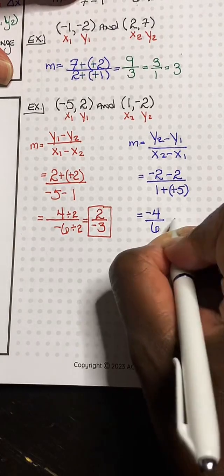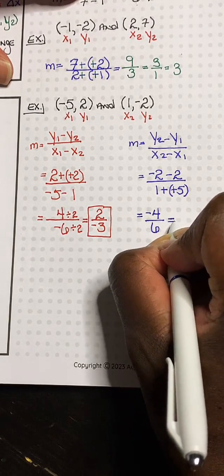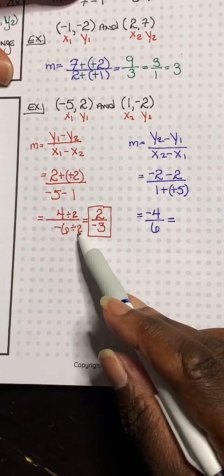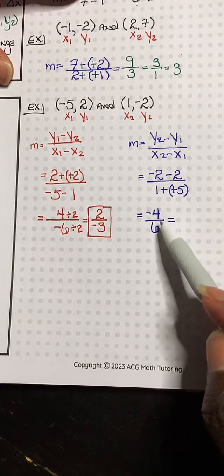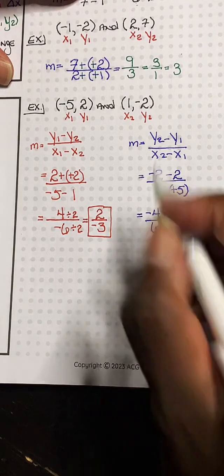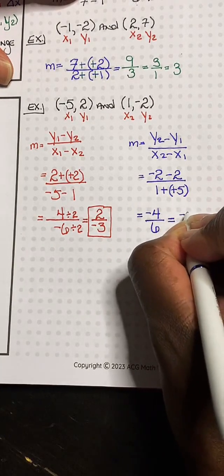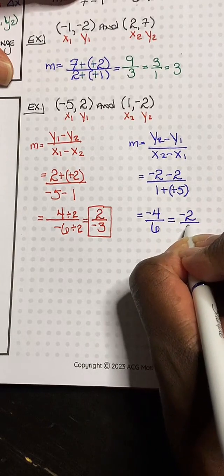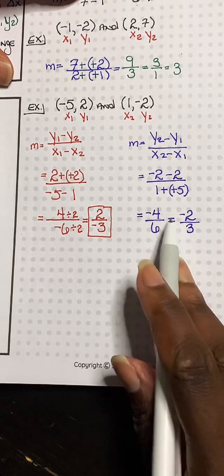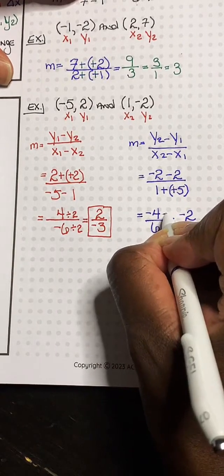So now we can reduce. Just like how we reduced over here, they're both even numbers. So I know they're definitely divisible by 2. So this will give me a -2 over a positive 3 if I divide both by 2.